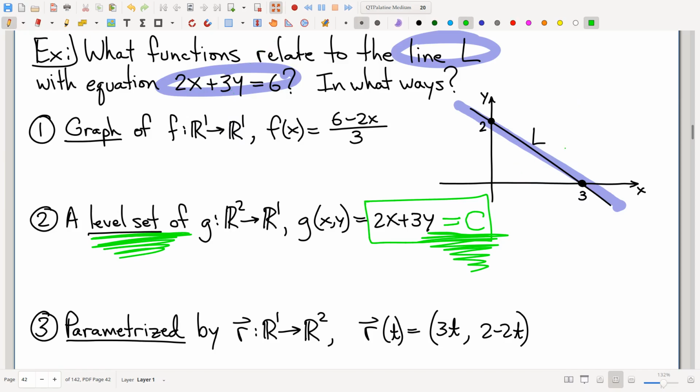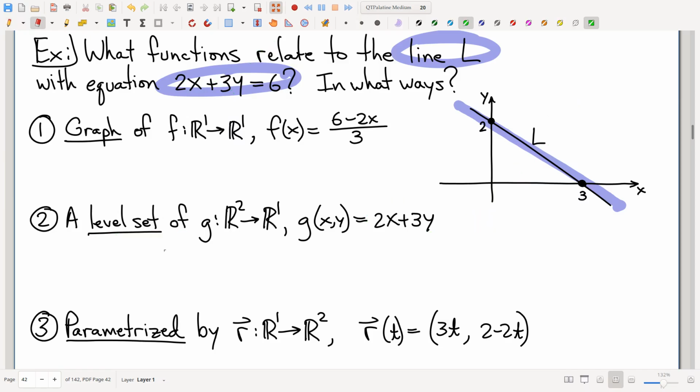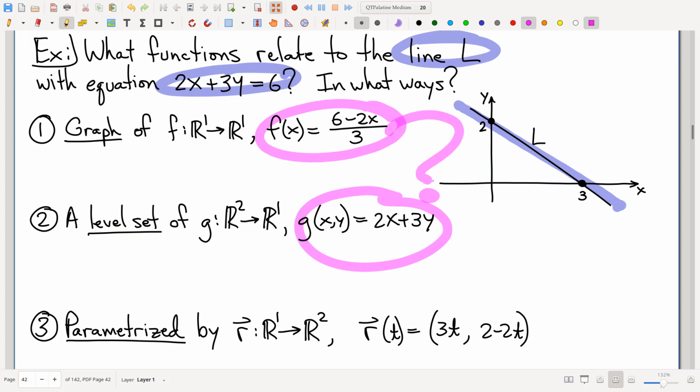Okay, so now here's a rhetorical question. Looking at this situation, if I want to understand the geometry of that line, which one of these functions should I do calculus on to understand that line? I've got 2 different choices. How do I choose? Which one's the right one? Does everybody see the problem? Okay. So the answer is it depends on what you want to know about the line.